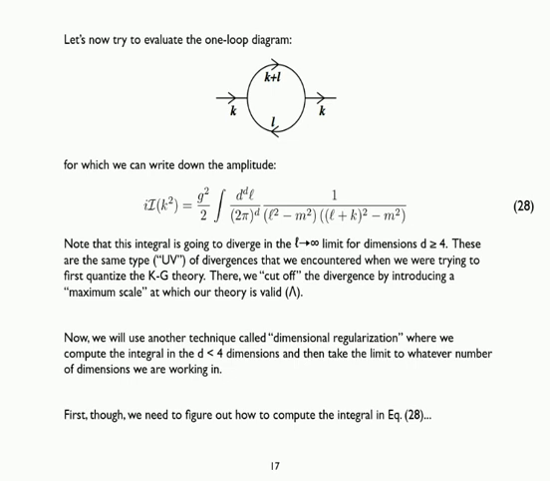20 times. The name of the game in this technique is that you compute the integral in a safe region, for example where d is less than 4. Then you do the integral and take the limit as d goes to 4, or as d goes to 6, whatever, because anything greater than 4 is going to give you infinities. In this way, we'll be able to extract the infinities, and those are the ones we want to cancel with the counter terms.